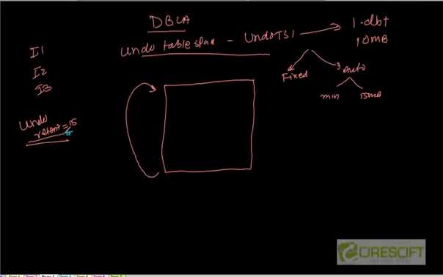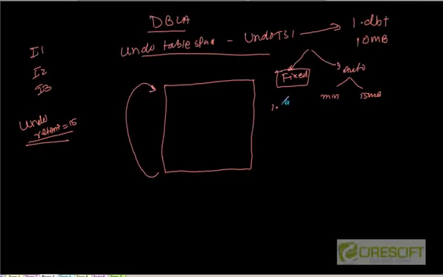Whatever value you give for the undo retention parameter does not matter anymore if we are using a fixed size undo segment. If your undo tablespace is a fixed size, then you are not allowed to give any undo retention. Even if you give any undo retention, that doesn't make any sense. In that case, Oracle will create its own undo retention based on two things.